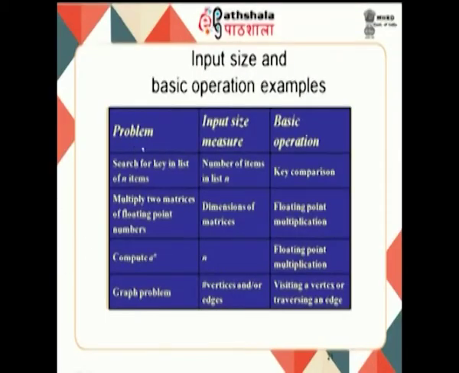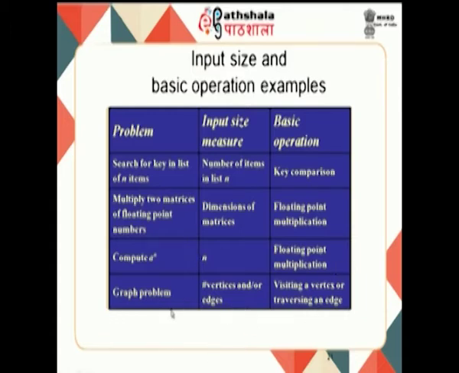So, let us take an example and explain this. Let us say we have a problem, you want to search for a key in a list of n items. The input size measure would be the number of items in the list n, and the basic operation there will be the key comparison between two of the keys. Multiply two matrices of floating point numbers: the dimension of the matrix would be a good measure, and the floating point multiplication would be the basic operation. Compute a to the power of n: n would be the input size and floating point multiplication again would be the basic operation.